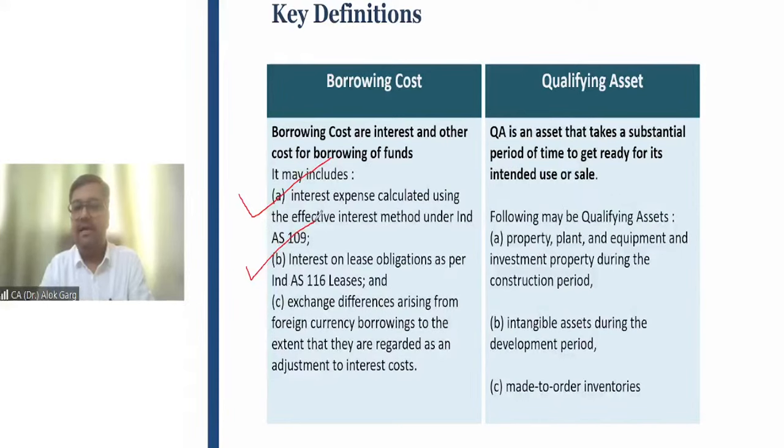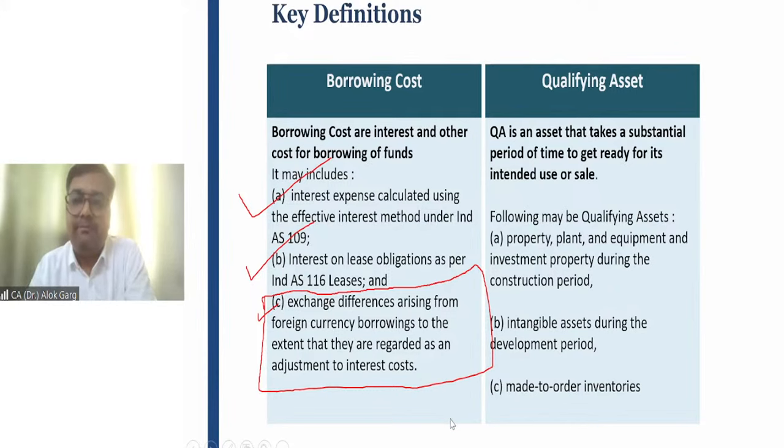Interest on lease obligation part is clear. Point number C, a very, very important point: exchange differences arising from foreign currency borrowings to the extent they are regarded as an adjustment to interest cost.